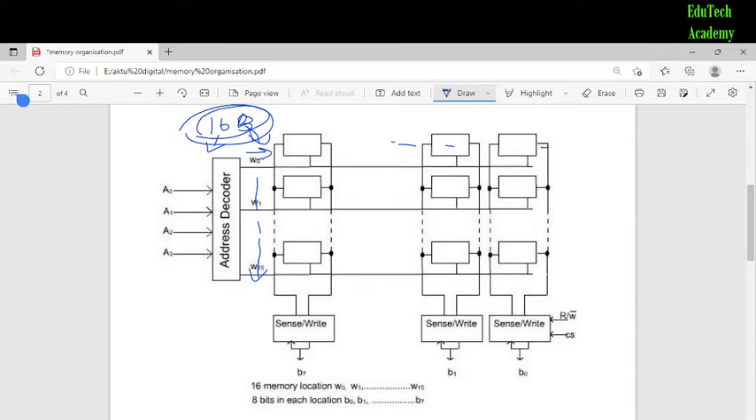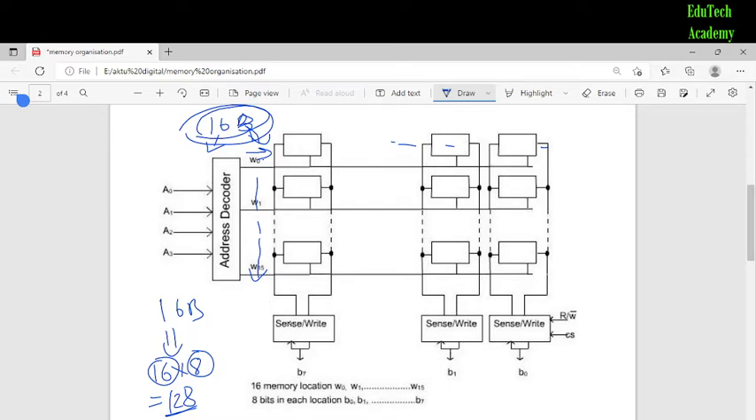Thus we can say this memory can store a total of 16 into 8. There are 16 registers and each register is 8 bits wide. So the total number of bits that can be stored in this memory chip is 16 into 8, which means a total of 128 bits can be stored in this memory chip.